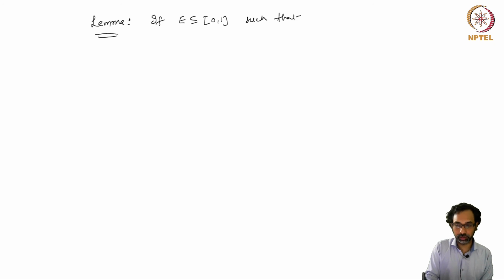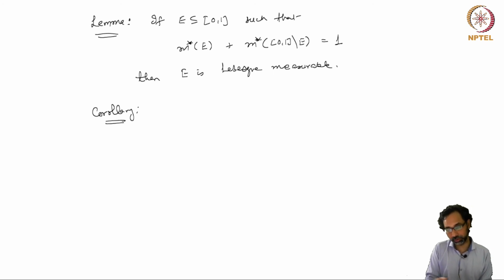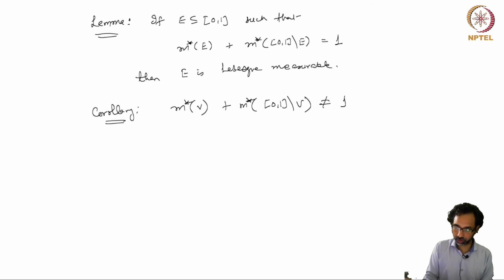If E is a subset of [0,1] such that the outer measure of E plus the outer measure of [0,1] minus E is equal to 1, then E is Lebesgue measurable. As an immediate corollary of this lemma, assuming that it holds, we have that for the Vitali set, the outer measure of V plus the outer measure of [0,1] minus V is not equal to 1.